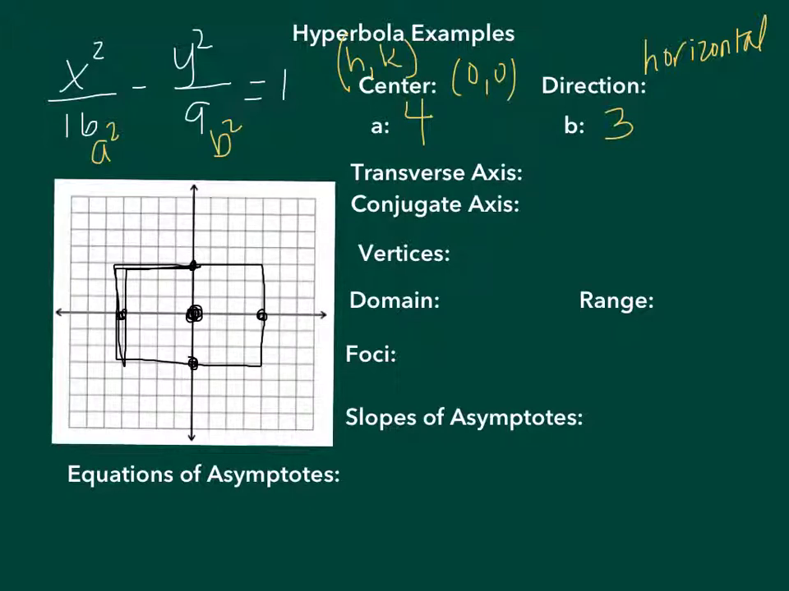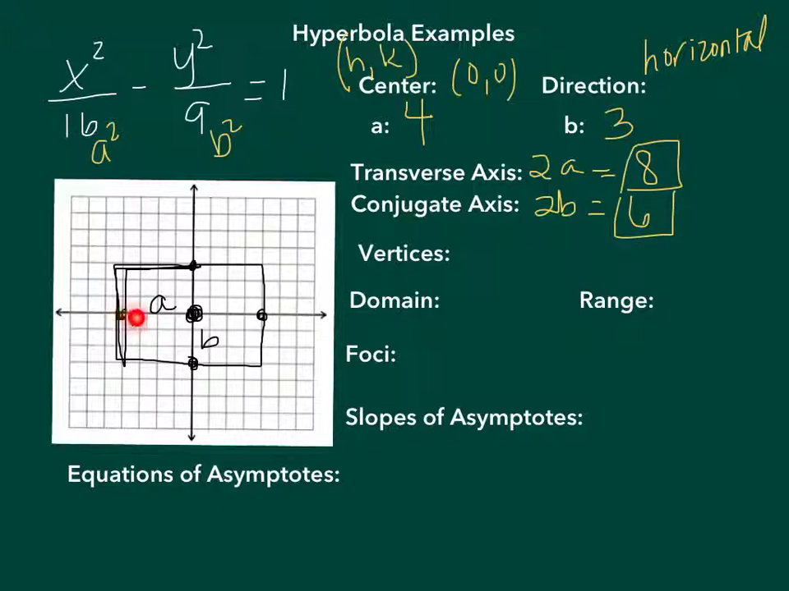Okay, so this right here, between the vertices, because this is where my curves are going to go, in between here is my transverse axis, remember? This is my A, this is my B, this is transverse axis, this is conjugate axis. Transverse axis is always found 2 times A, which is 8, because my A is 4. My conjugate axis is 2B, so that would make it 6.